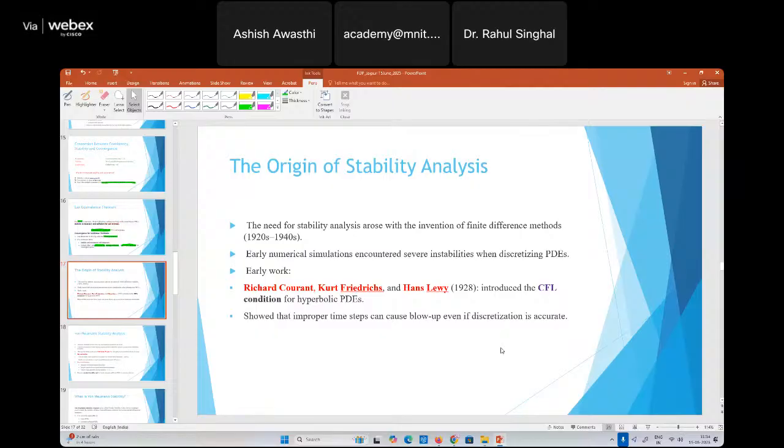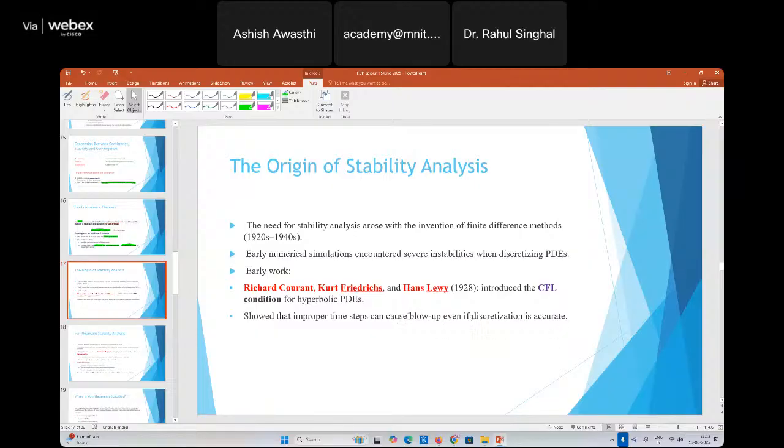But before that, it is written that in 1928, three people, you might have heard these names several times: Richardson, Courant, Friedrichs and Levy. Three people, Courant, Friedrichs, and Hans Lewy, established a condition for hyperbolic PDEs, and it is known as the CFL condition. It's very popular. All stability conditions, we call them CFL conditions. They came before the von Neumann stability analysis. They showed that improper time steps can cause blow-up even if the discretization is accurate.